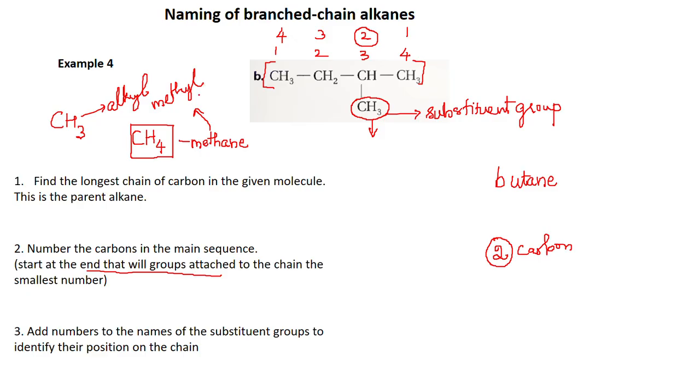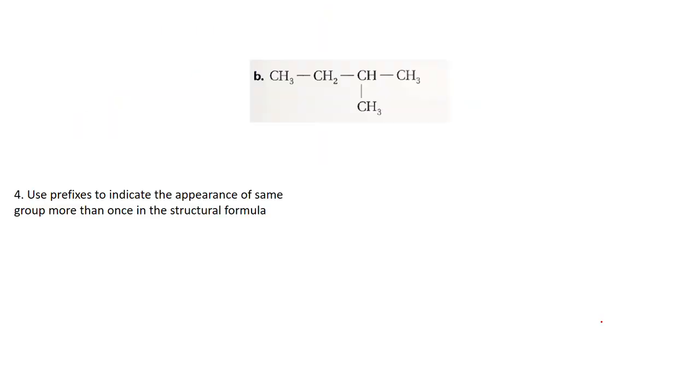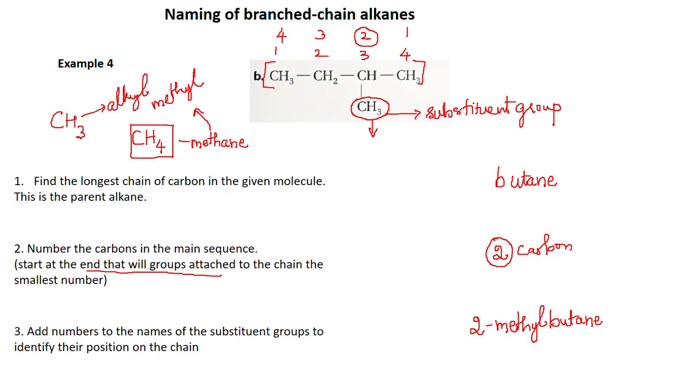Now methyl is attached to the second carbon, so I name it 2-methyl. And the parent alkane is butane. Alright? Is that fine? Can I write this down? Yeah, you can write it.